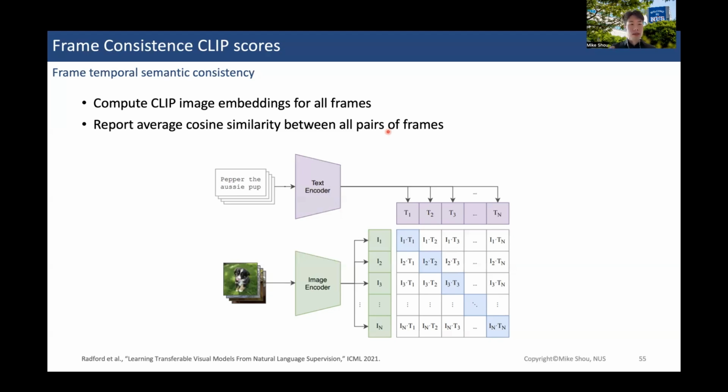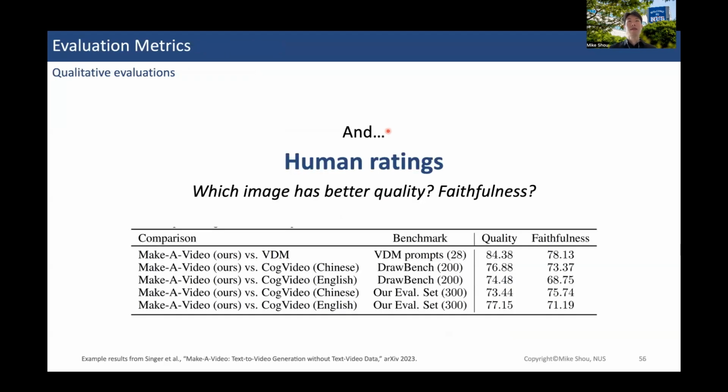Okay, so that's a very quick review of all the metrics. And as always, we still rely on human ratings. For example, in the Make-A-Video paper, they design comparisons of the video generated by Make-A-Video versus other models, like VDM from Google or CogVideo, which is not diffusion based. They ask humans to rate which one they prefer.